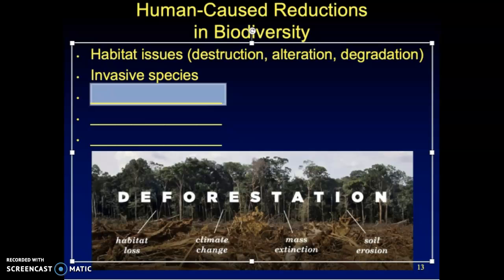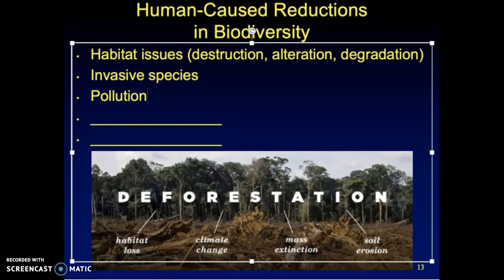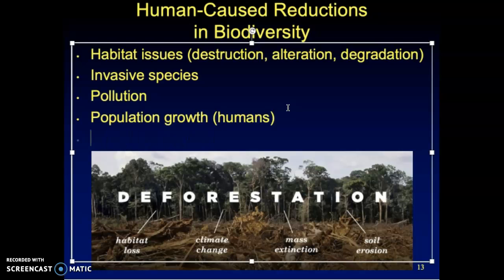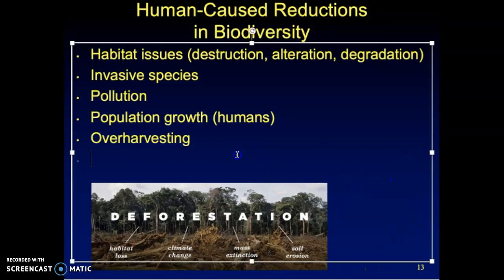So we got habitat, invasive species, pollution, population growth, this is humans, and then the last major cause is overharvesting. All right, so these are your main causes. We can add a whole list of others. One of the others that I would definitely encourage you to really start to pay attention to, because it's kind of connected to all of these, is climate change.